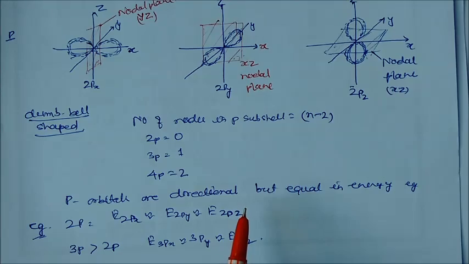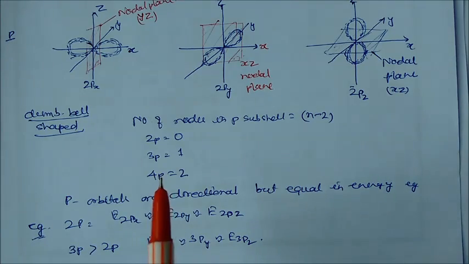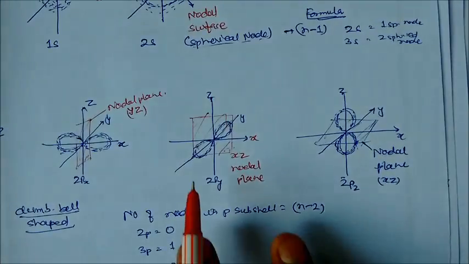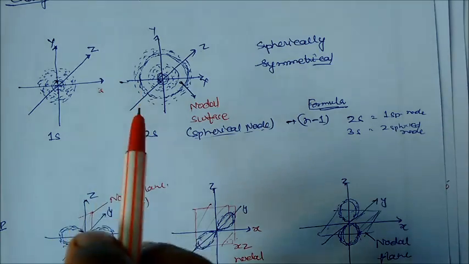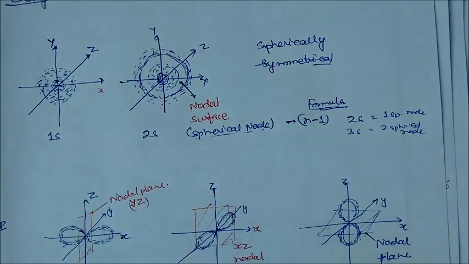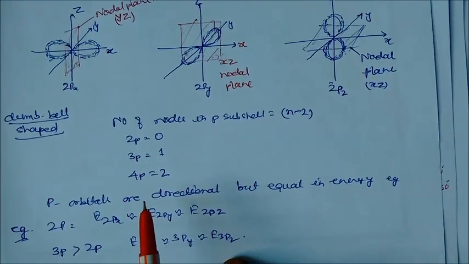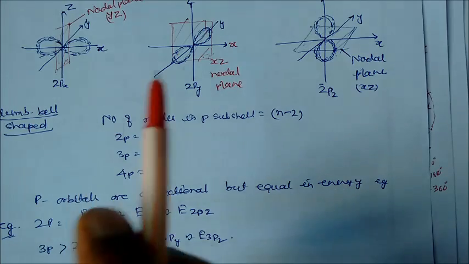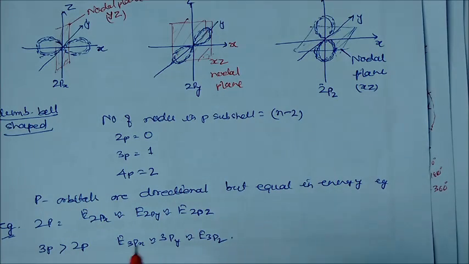p orbitals are directional, s orbitals are not directional. The s orbital is not directional because it extends in any direction, so this is called non-directional. Why? p has a directional axis. We can see x-axis, y-axis, z-axis. So this is called directional.